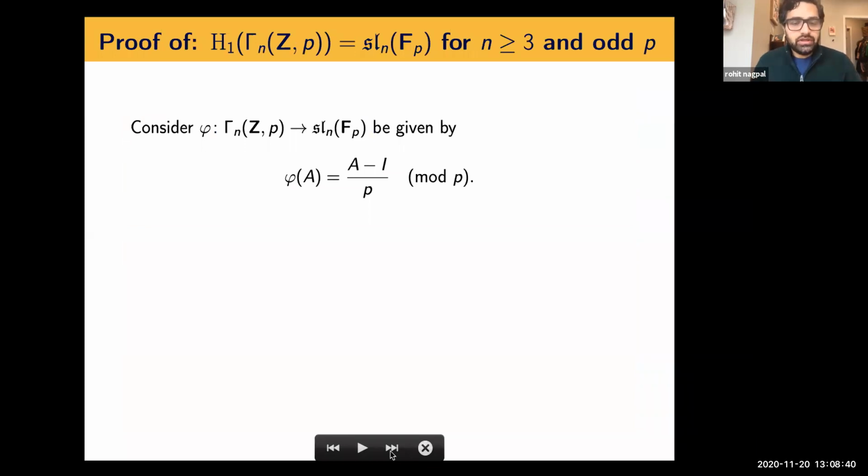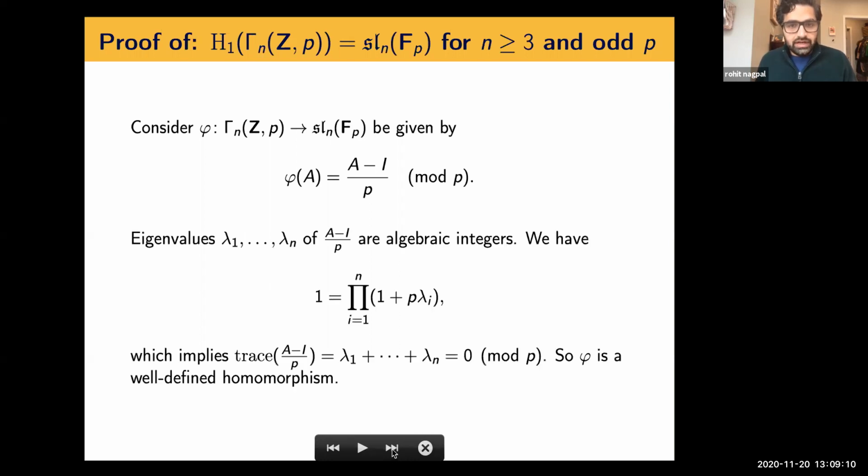So for the proof, we start by just constructing a map from the source to the target. We want to show that the abelianization of this group gamma, this congruence subgroup, is the space of trace zero matrices. So there's a well-defined map where we just subtract the identity and then divide by P, because all the other entries are multiples of P. Right, so we want to make sure that this is a well-defined homomorphism.